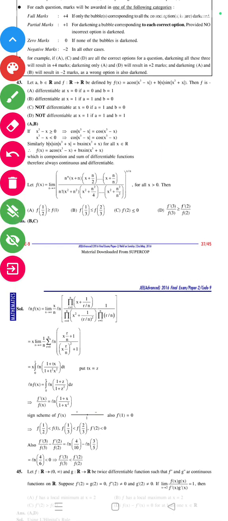Now from here, again a multiple correct question. Let a, b belong to R and f from R to R be defined by f(x) equal to a cos(mod of x cube minus x) plus b mod of x sin(mod of x cube plus x). Then f is. If x cube minus x is greater than or equal to 0, then the mod of x cube minus x is equal to x cube minus x, and if x cube minus x is less than 0, then the mod of x cube minus x is equal to minus of x cube minus x. Similarly, b mod of x sin(x cube plus x) is equal to bx sin(x cube plus x) for all x belonging to R. And f(x) is equal to a cos(x cube minus x) plus bx sin(x cube plus x), which is a composition and sum of differentiable functions, therefore always continuous and differentiable. So what will the answer be? Let a and b: differentiable at x equal to 0 if a equal to 0 and b equal to 1, and it will also be differentiable at x equal to 1 if a equal to 1 and b equal to 0.